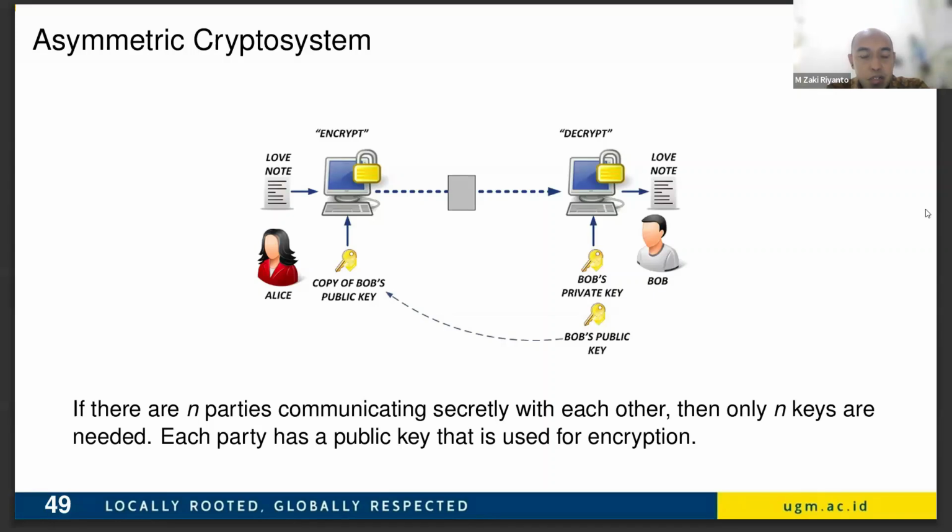So when we use an asymmetric crypto system, if there are n parties communicating together, then we only use n keys. So it's fair. Each party has a public key that is used for encryption.